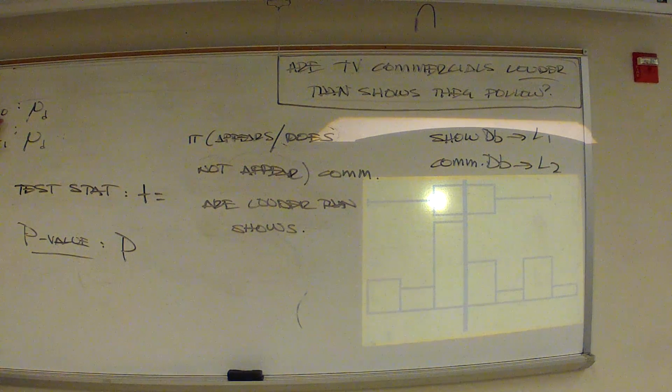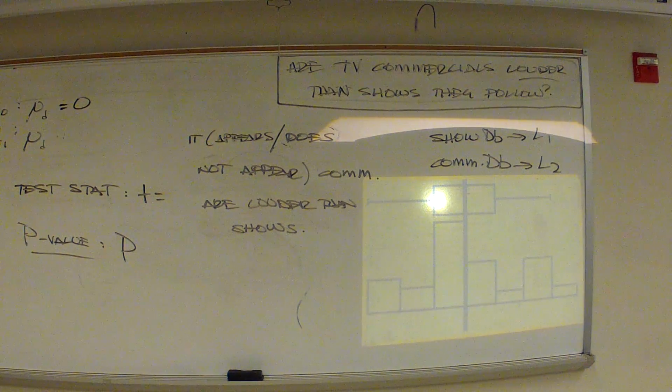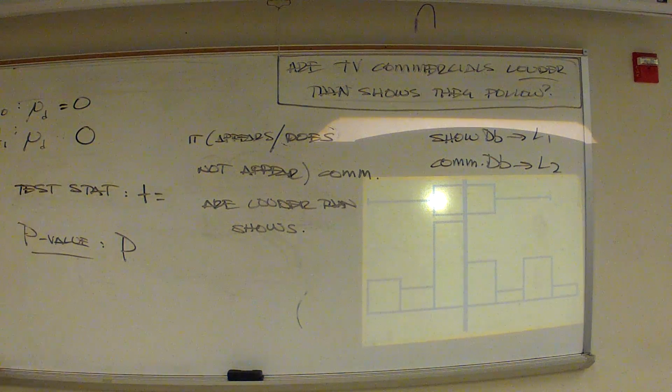What's going to be in the null? That the average difference is 0. There is none, exactly, that is 0. Now remember, we're trying to see if the commercials are louder than the shows. I'm hearing a little bit of dissension here, this is good. We know this has to be a 0 because it has to match what's in the null. We know that.